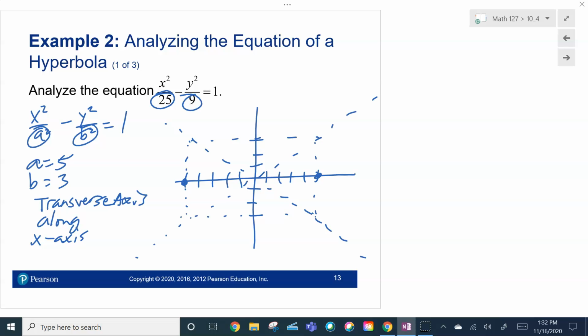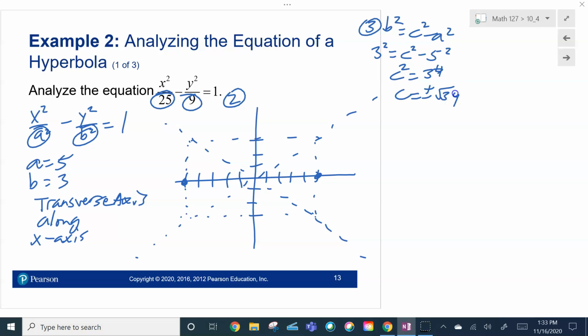Now, what else do we need? Here's my number 2. I made a visual. Number 3, we know b squared equals c squared minus a squared. We know b is 3. We know our a is 5. So c squared ends up being 34. So we've got plus or minus root 34. So it's between 5 and 6. So about right here's our focus. The other one's about right there, our focus. That's our vertex, right?